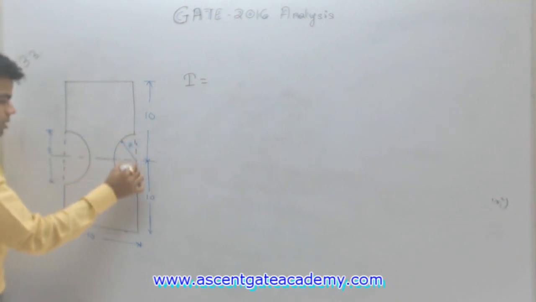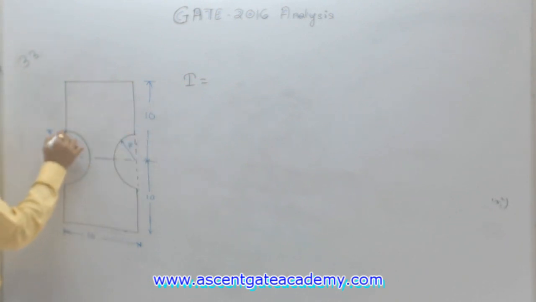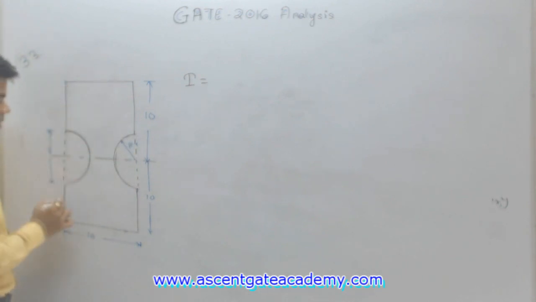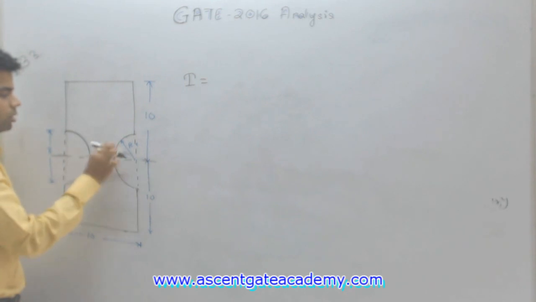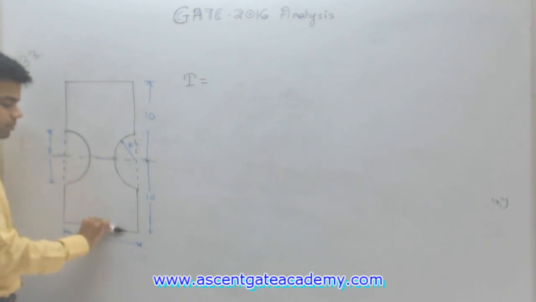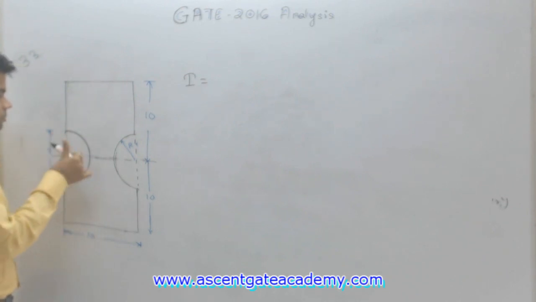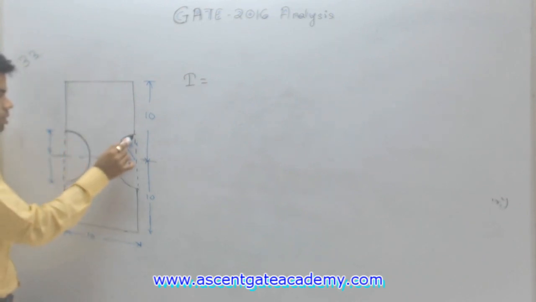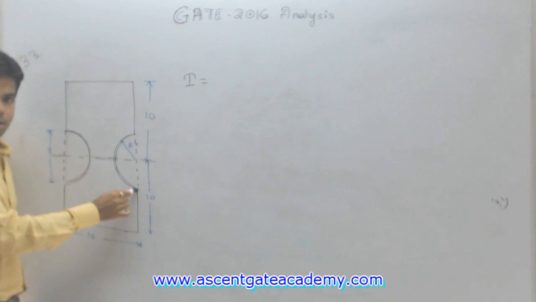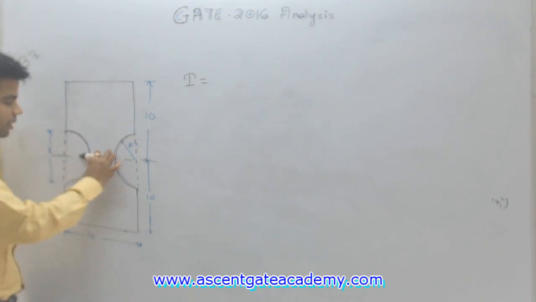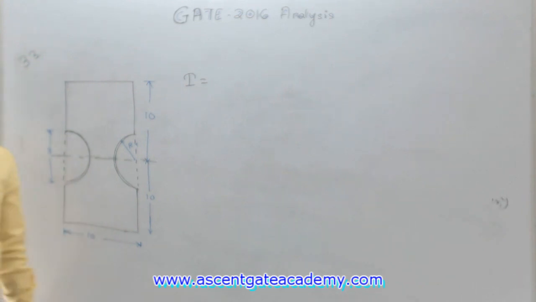This can be taken as a complete rectangle minus a complete circle. So what we will do is find the moment of inertia of this complete rectangle about its centroid and transfer it here by using the parallel axis theorem. Then we will subtract the moment of inertia of this complete circle, semicircle plus semicircle, and again transfer this to the base by using the parallel axis theorem.